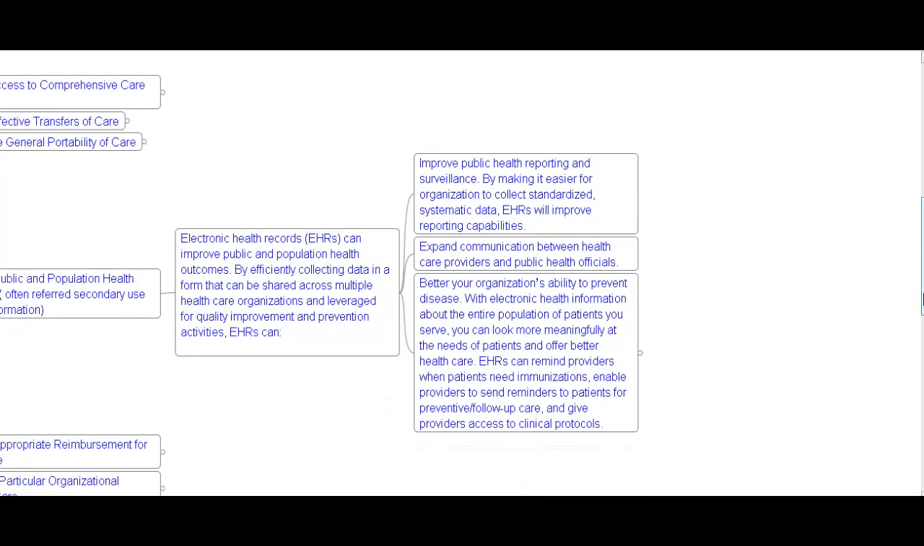And to better your organization's ability to prevent disease. With electronic health information about an entire population of patients, you can look more meaningfully at the needs of patients and offer better health care. EHRs can remind providers of when patients need immunization, enable providers to send reminders to patients for preventive follow-up care, and give providers access to clinical protocol.